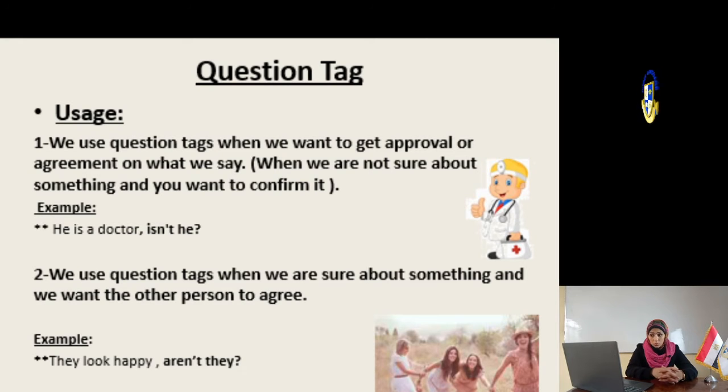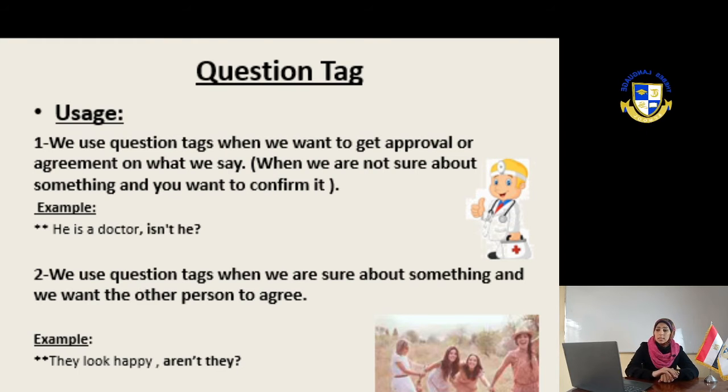In number two, we use question tags when we are sure about something, and we want the other person to agree. They look happy, aren't they? So in the second one, it means I'm sure, but I want you to agree with me. So now I have two usages of the question tag.